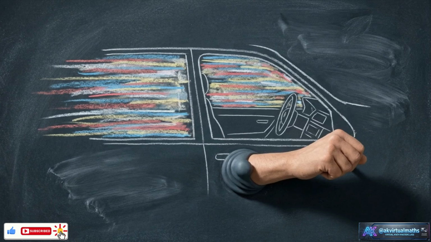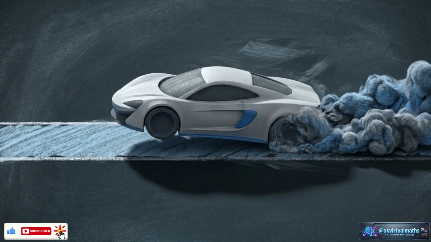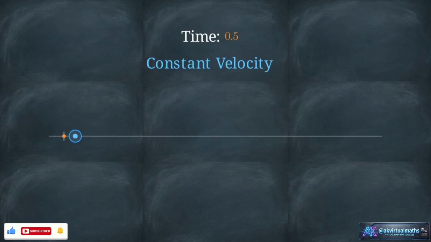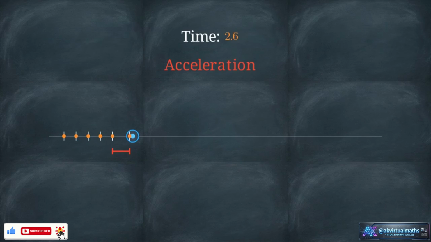That feeling of being pressed into your seat comes from the change in how fast you're going. In physics, we have a specific word for that change: acceleration. It is a measure of how quickly your speed or your velocity changes over a certain amount of time.